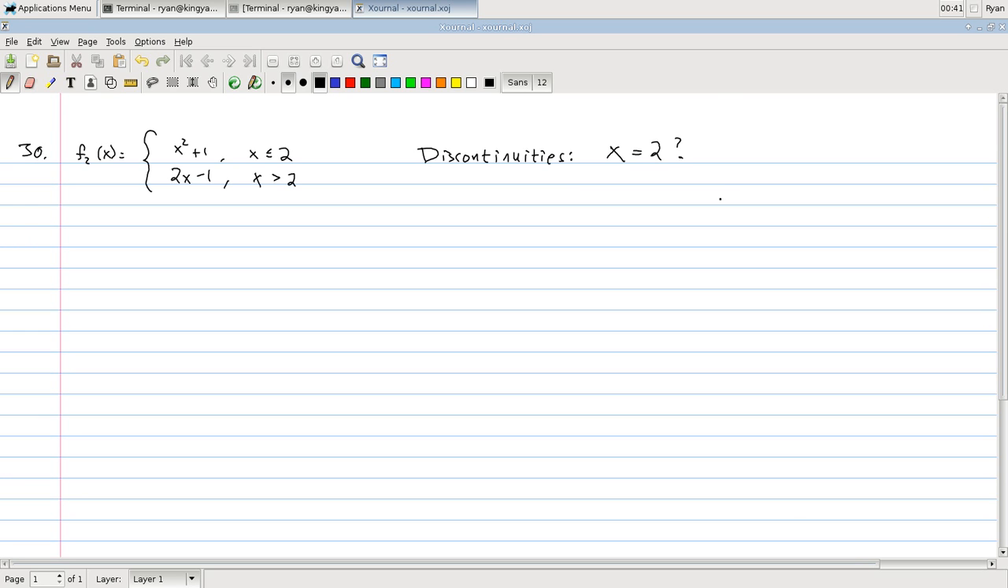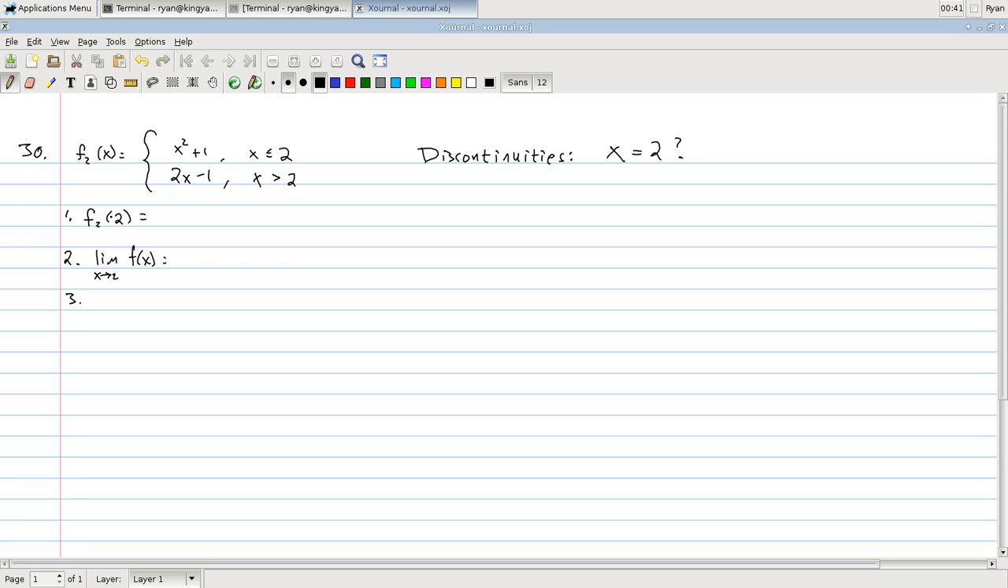To determine whether or not this is an actual discontinuity, we need to use the three-point definition of continuity. So first, we want to know, is the function itself defined at x equals 2? Then, we want to know, does the limit exist as x goes to 2 of f of x? And then the third point is that the first two must be equal. So let's analyze this on this function.